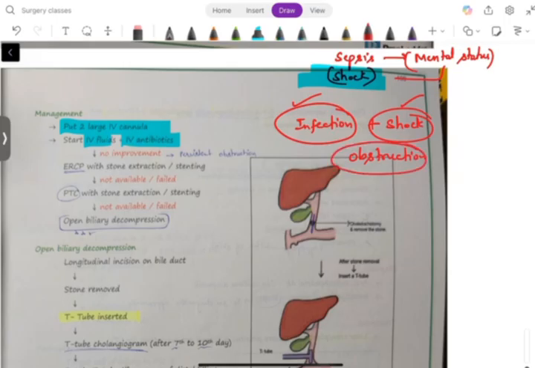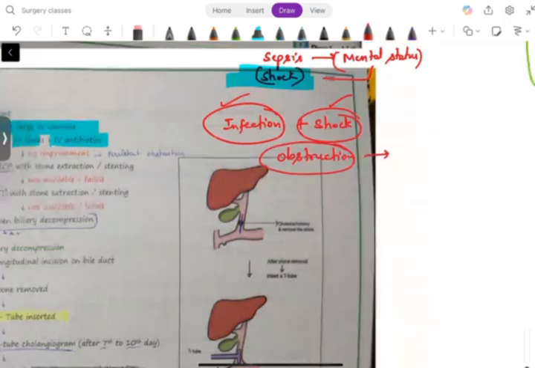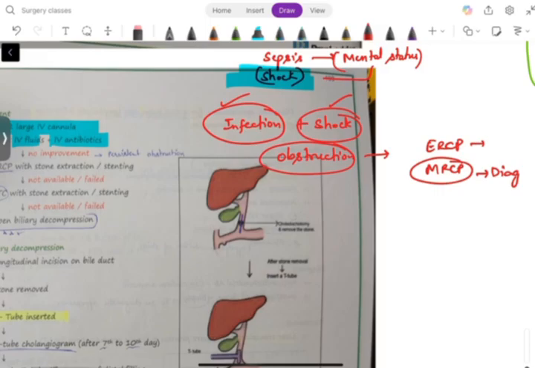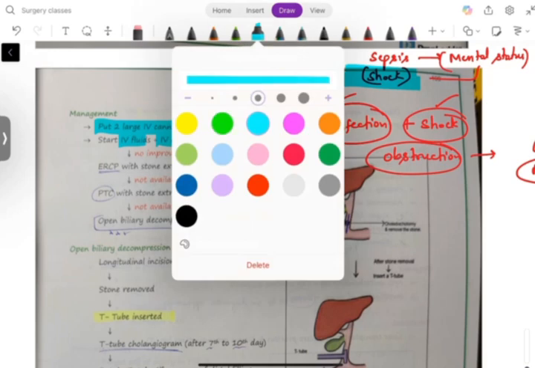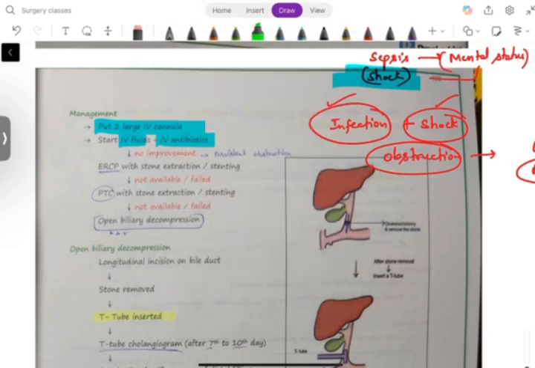For obstruction, we have studied previously, like ERCP and MRCP. MRCP is just an investigation, this is just diagnostic. Whereas ERCP, we put an endoscope, so this is both diagnostic and therapeutic. So hence we'll do ERCP, and if there is any stone which is obstructing the bile duct, then we'll remove that stone or we'll put a stent. Okay, so this is okay.